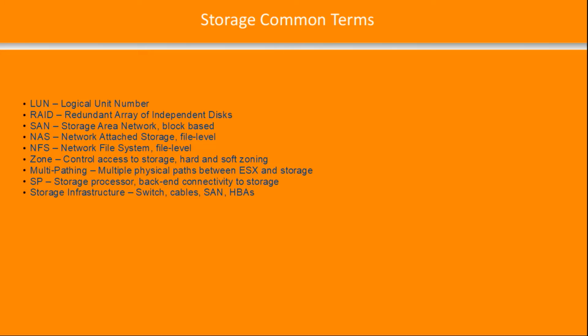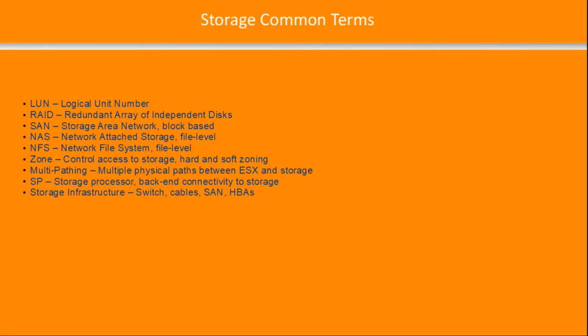Zone is a way for storage to separate or provide access to storage hardware, and hard and soft zoning are typically available depending on where the zoning is. Multipathing provides multiple physical paths between ESX and storage, allowing resiliency in the event of a storage path failure.